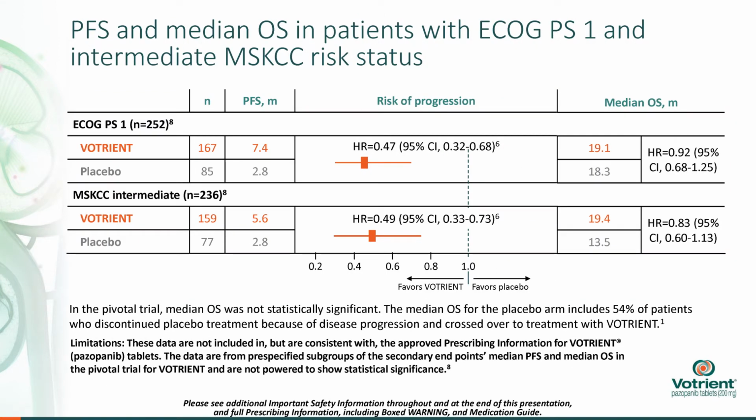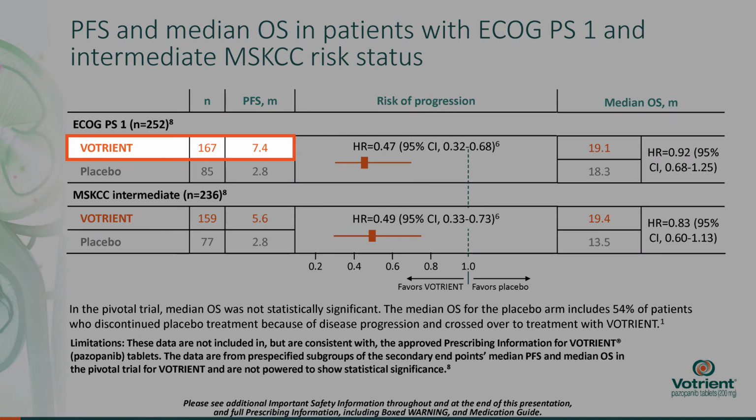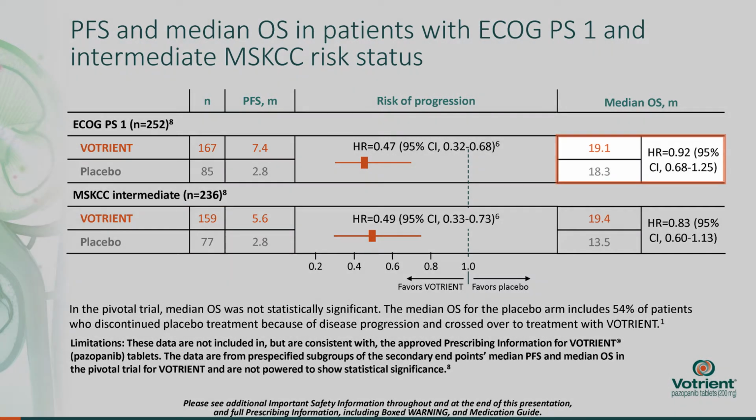Although not applicable to this patient case, please note that in the pivotal phase 3 trial, ECOG performance status 1 and intermediate MSKCC risk patients also experienced benefit from treatment with Votrient. Median PFS in patients with ECOG performance status 1 was 7.4 months for Votrient versus 2.8 months for placebo. In intermediate MSKCC risk patients, median PFS was 5.6 months for Votrient versus 2.8 months for placebo.